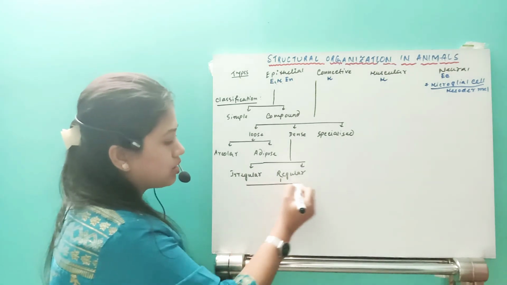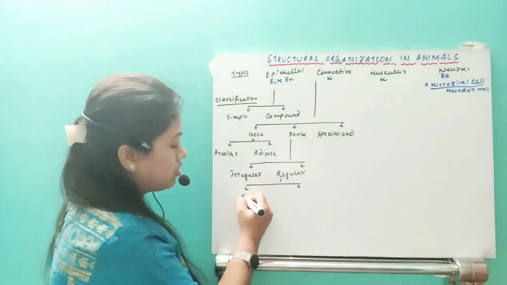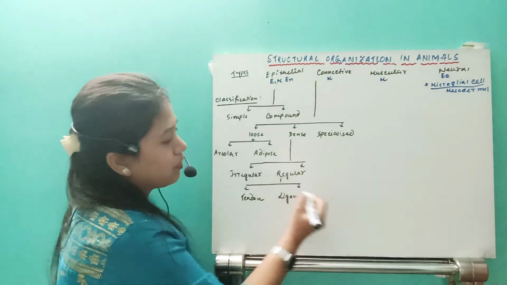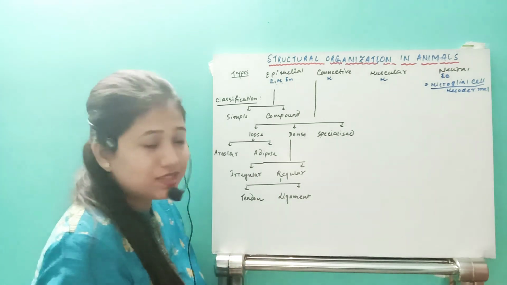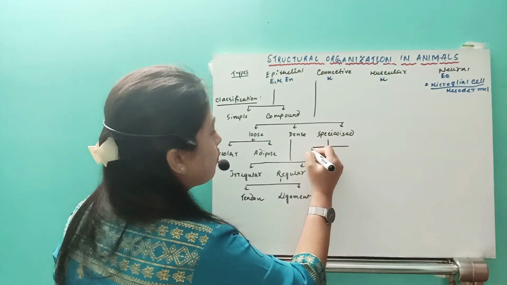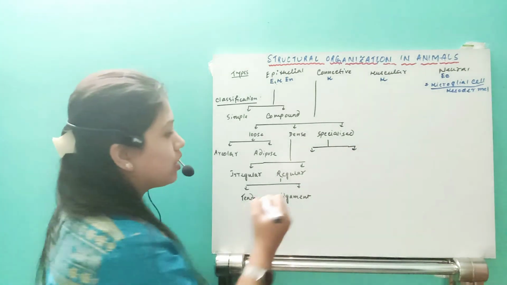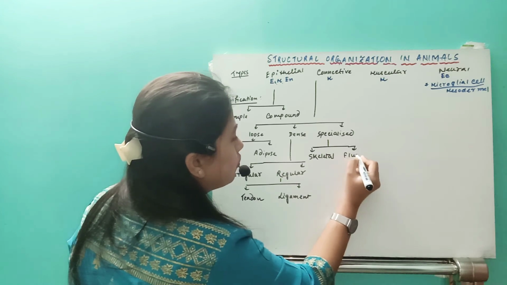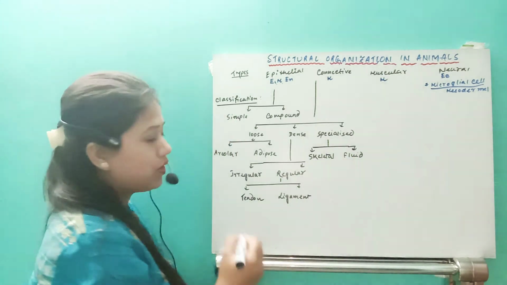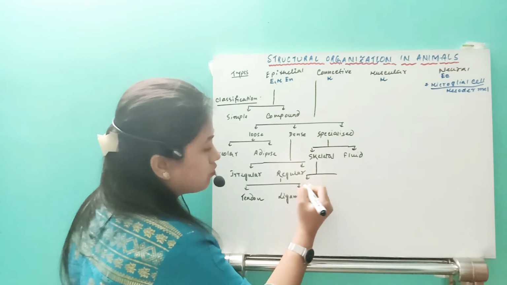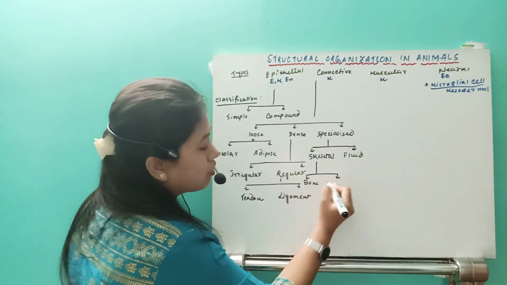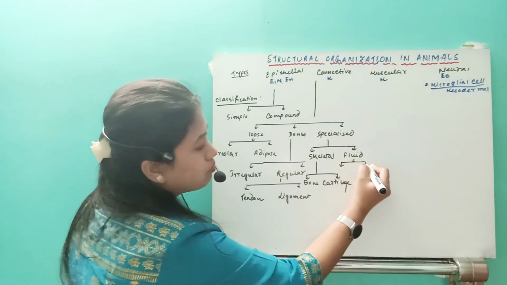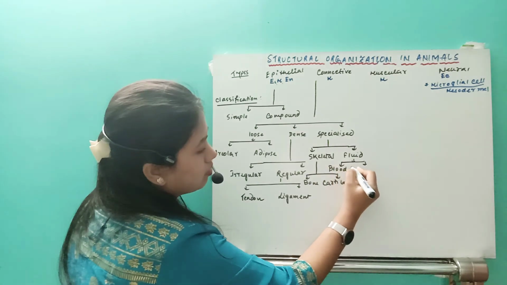If it is regular dense connective tissue, then we have two types. One is tendon and the other one is the ligament. Okay. Next one, if it is a specialized connective tissue, then we have two types. One is known as skeletal connective tissue and another is the fluid connective tissue, right? We have two types of skeletal connective tissue. One is known as bone, another is known as cartilage. Okay, and there are two types of fluid. One is blood, another is the lymph.